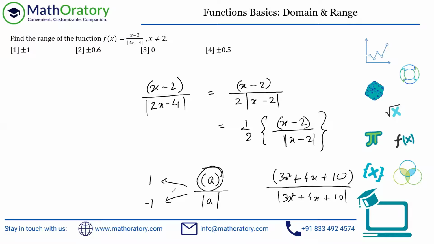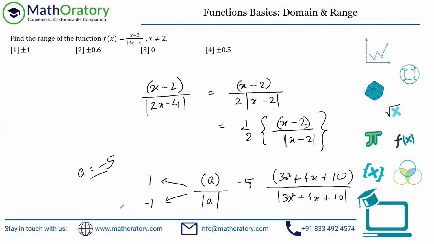So suppose I input a as 5. Then this expression becomes 5 divided by mod of 5. But mod of 5 is 5, so 5 by 5 will be 1. So that will be the output. But if I put, let's say, a is equal to minus 5, in that case the numerator will be minus 5, and the denominator will be mod of minus 5, which will be 5, right? So minus 5 by 5 is minus 1.